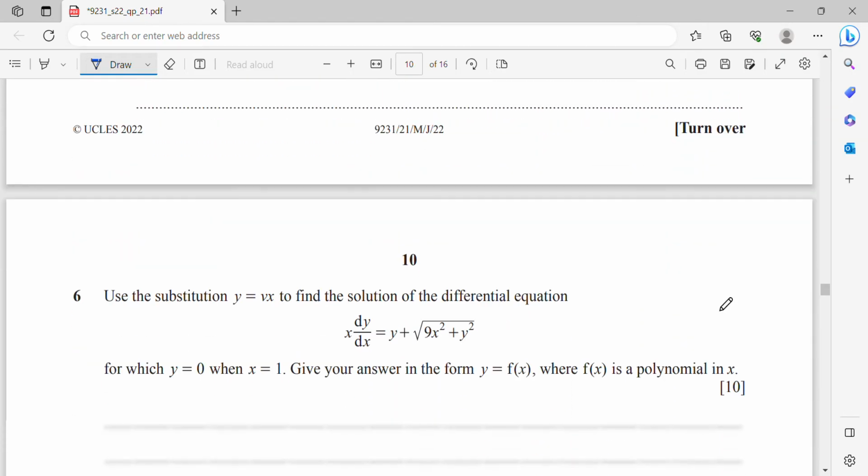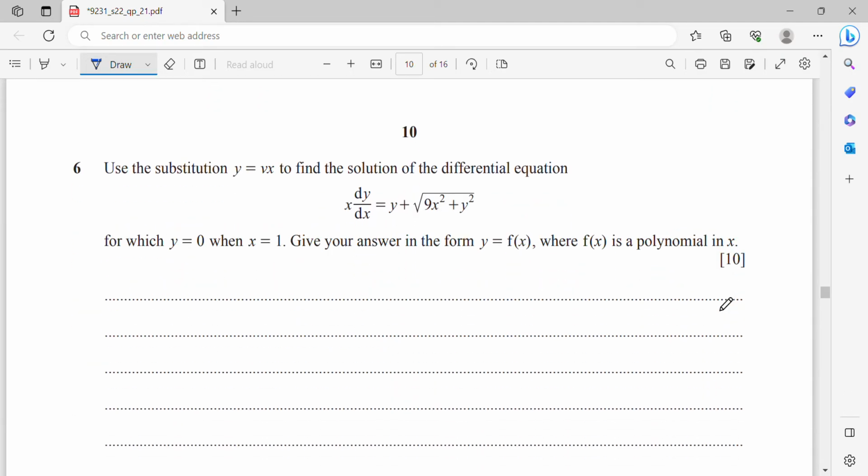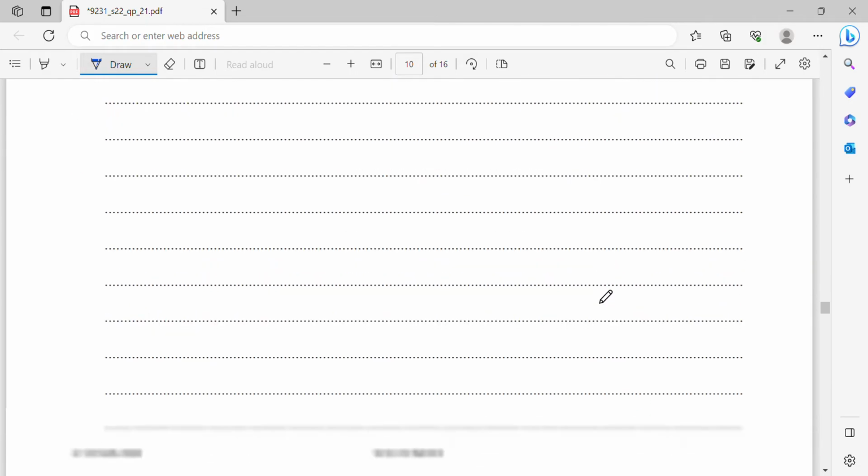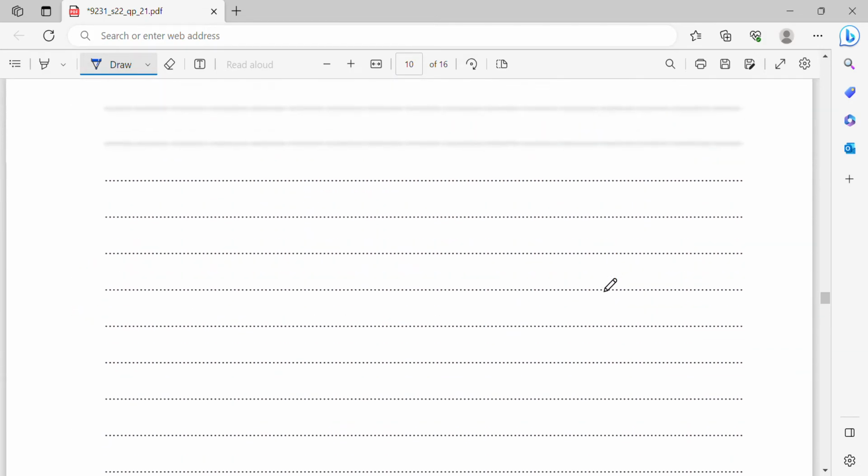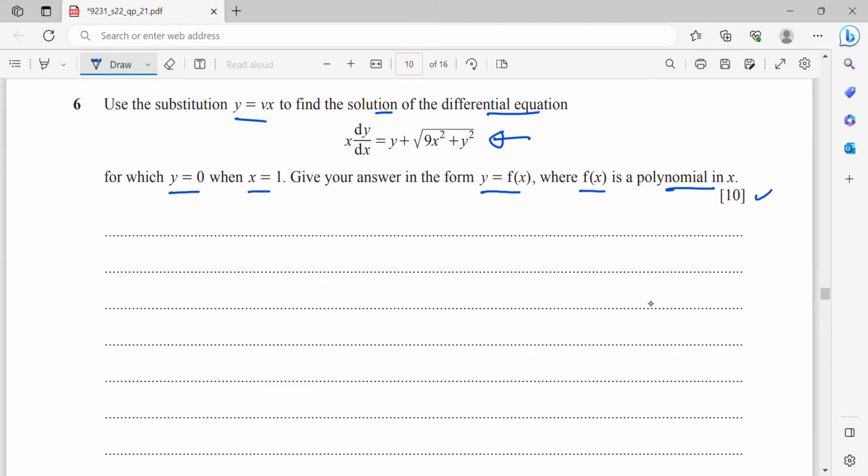Right? So now, next question, number 6. Use the substitution y equals vx to find the solution of the differential equation. This is a first order differential equation for which y equals 0 when x equals 1. Give your answer in the form y equals f(x), where f(x) is a polynomial in x, 10 marks. Okay, so let me rewrite the question first.